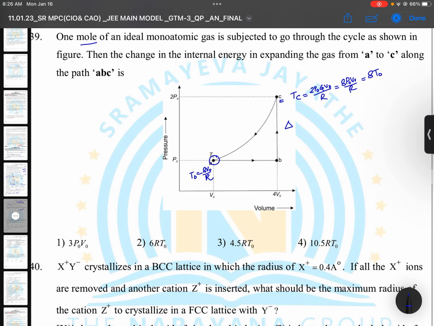Delta U is equal to internal energy change, n Cv (T2 minus T1). n is the number of moles, 1 mole here. Cv is equal to 3/2 R. T2 minus T1 is equal to 8 T naught minus T naught. If you simplify this, it will come to 10.5 R T naught.